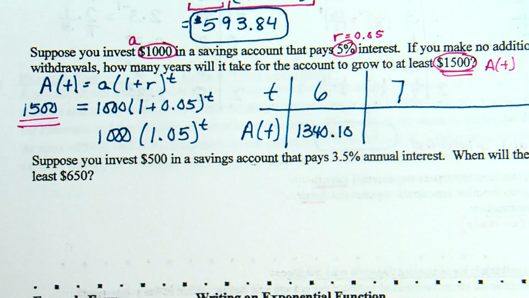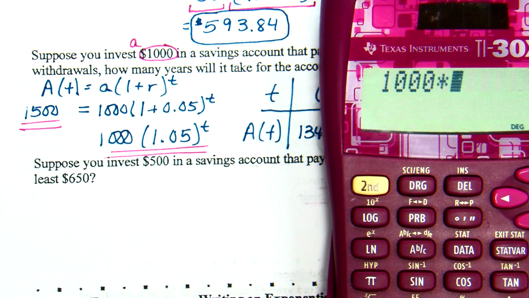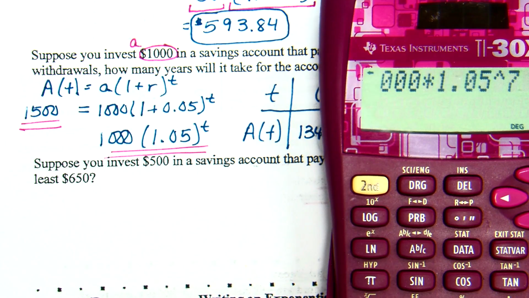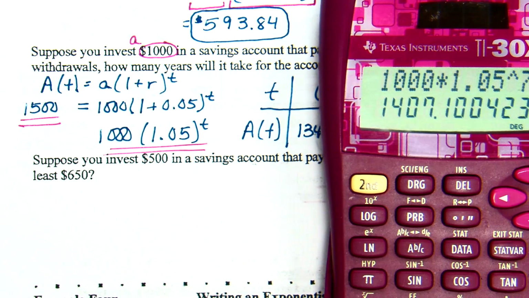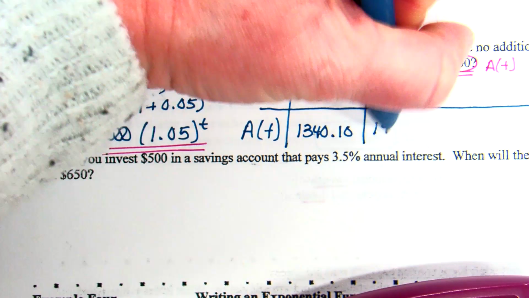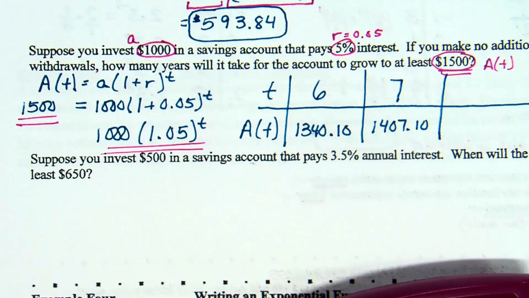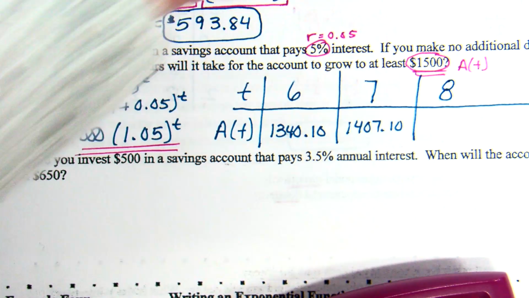If I go ahead and try 7, then that means we're doing this part right here: 1,000 times 1.05 raised to the 7th. Now I have a number in the 1400s. So $1,407.10. So closer. And by all means, if you want to jump at some point and try something bigger, go for it.